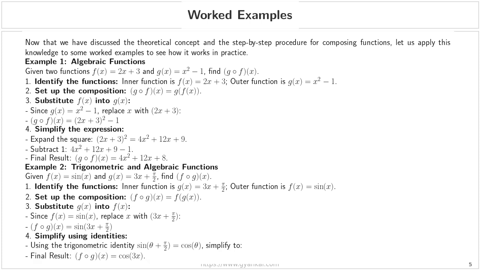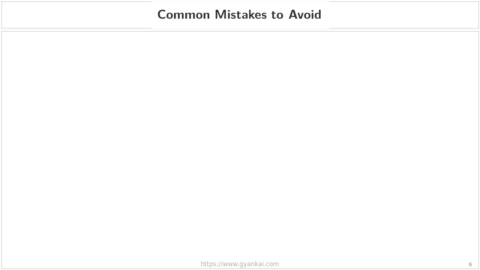For the final step, we simplify using trigonometric identities. Using the identity that states sine of theta plus pi over 2 equals cosine of theta, we can simplify our expression. Therefore, the final result is that the composition of f and g of x equals cosine of 3x. These examples demonstrate how the process remains the same regardless of the type of function, provided you correctly identify the inner and outer functions and substitute carefully. In the next slide, we will discuss some common pitfalls to ensure you avoid the mistakes many students make during this process. Common mistakes to avoid.